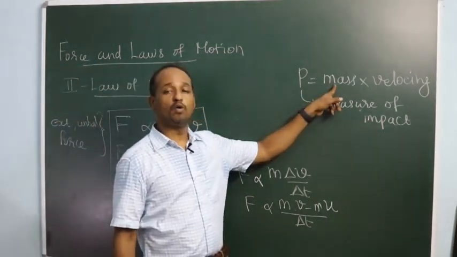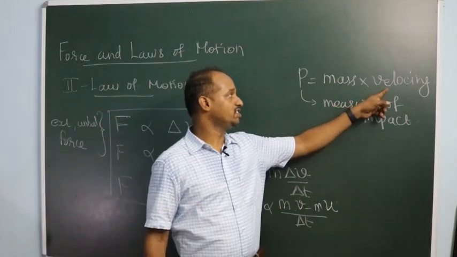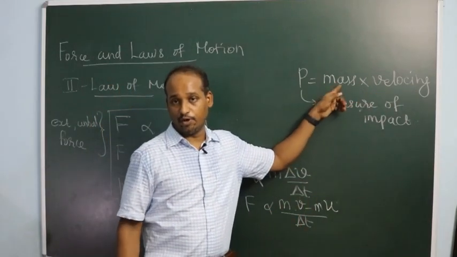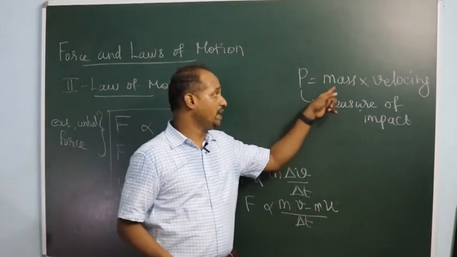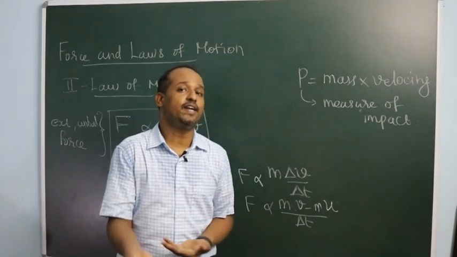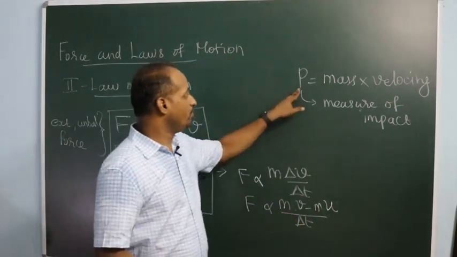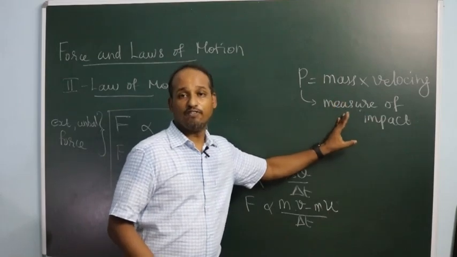If mass is more, let's say if a train is moving even with 1 meter per second velocity, if the mass is more, it can produce a lot of damage. In the same way, even if it is a small bullet, if its mass may be lesser, because of high velocity, it can produce greater damage. So momentum is a product of mass and velocity, and it is a measure of impact.